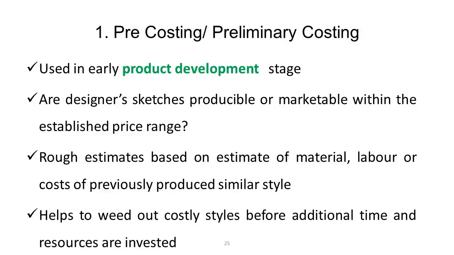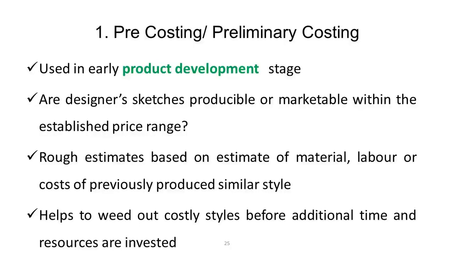Now, rough estimates are based on estimates of material, labor, or the cost of a previously produced similar style. So based on our experience, we refer to all those similar styles that we have done in the past. We refer to that, and then we look at the sketch, and then we sit down and do the costing. So this is going to be rough costing, and you are of course going to have a lot of buffer to safeguard yourself. And this act of referring to the previous style helps to weed out costly styles before additional time and resources are invested.